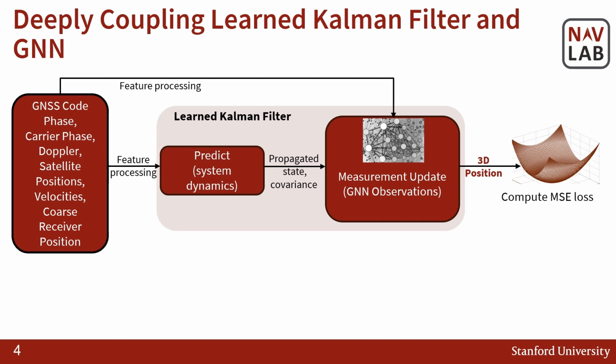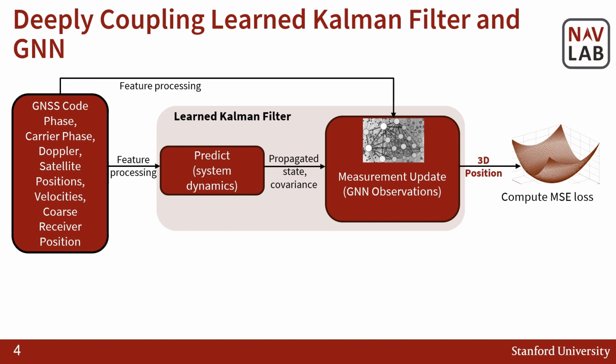Here is the proposed framework for this work. Initially, we start with the raw measurements, which involve GNSS code phase, carrier phase, Doppler, known satellite positions, velocities, as well as the coarse receiver position, which is inferred from a weighted least squares. We then perform feature processing to convert these raw measurements into a format that can be easily integrated into the learned Kalman filter. We then apply the predict step of the filter where we propagate the state by using known system dynamics and the covariance. And then in the measurement update, we use the GNN observations to perform the next iteration of the filter.